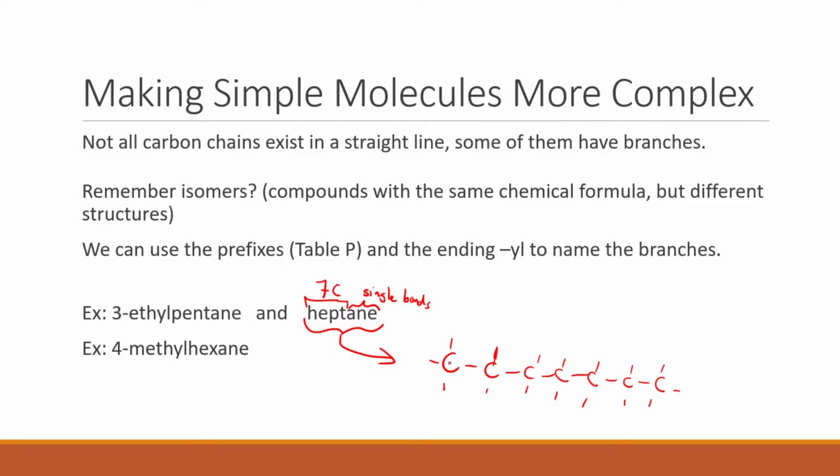All carbons, 7 carbons, single bonded with hydrogens to fill in the rest of the bonds, right? Every carbon getting 4 total bonds. Today we're going to look at what makes these a little bit more complicated by adding branches and looking at how that is going to affect our carbon chain. For example, if I do that, that's a totally different molecule, and we're going to learn how to deal with a chain that then has a branch coming off of it.